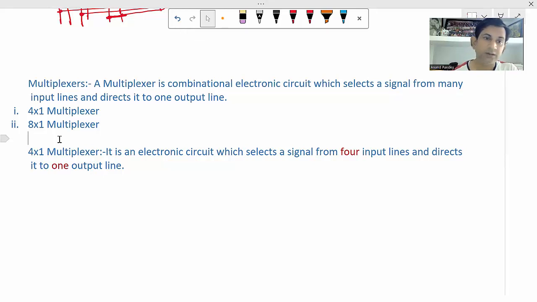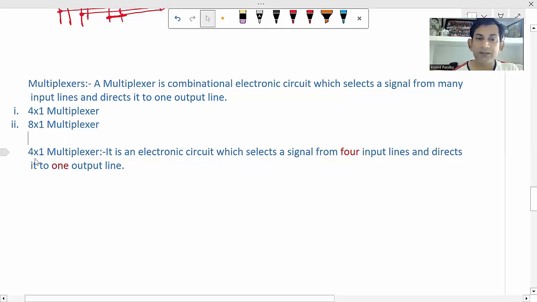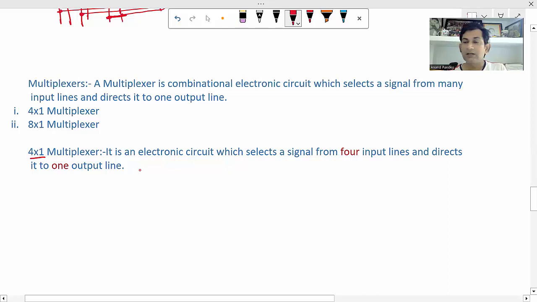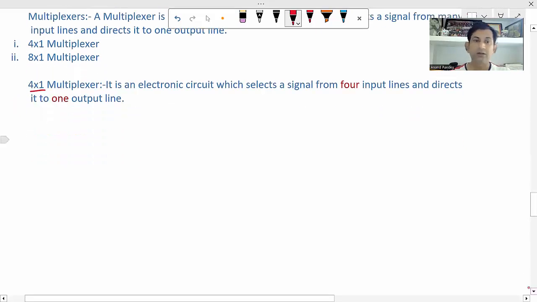Okay. So in our syllabus, we have to learn 4 cross 1 multiplexer and 8 cross 1 multiplexer. So 4 cross 1 multiplexer is an electronic circuit which selects a signal from 4 input lines and directs it to one output line, 4 to 1. Now, drawing the circuit of 4 cross 1 multiplexer is very easy, if you know how to draw the 2 cross 4 decoder. So first draw the 2 cross 4 decoder which I've taught just now.